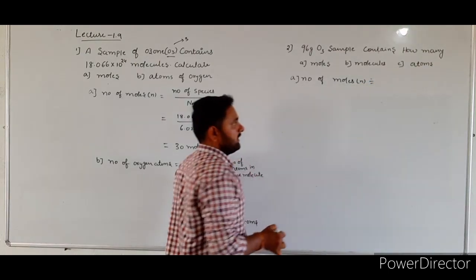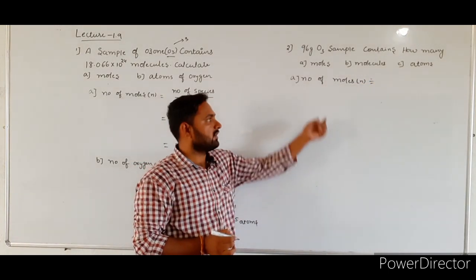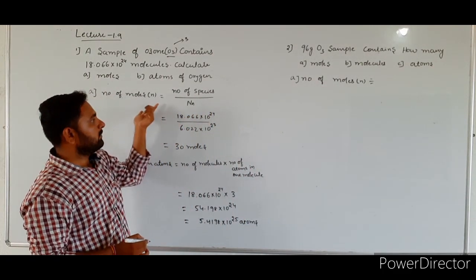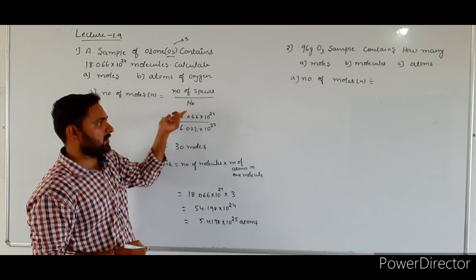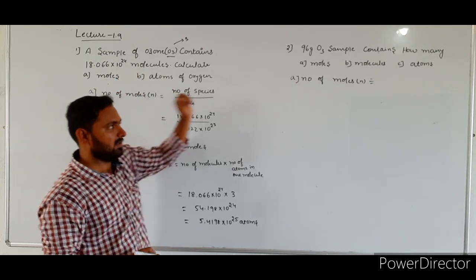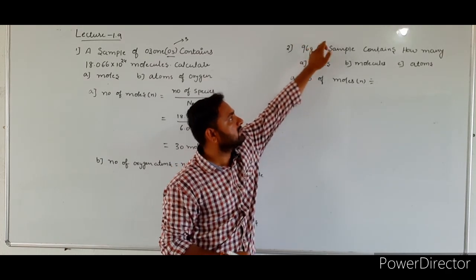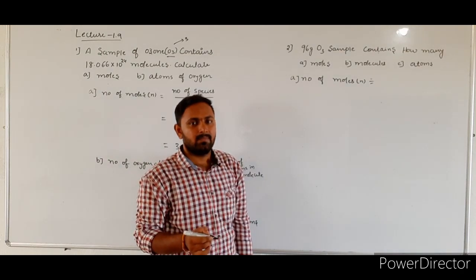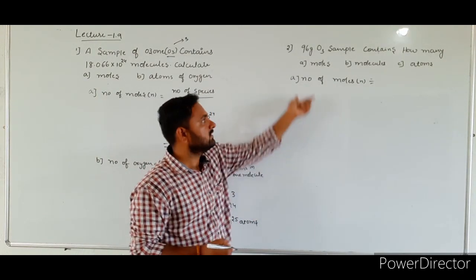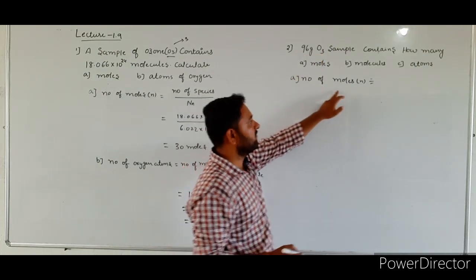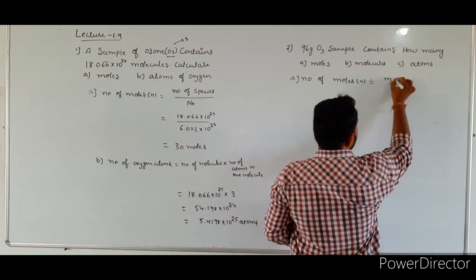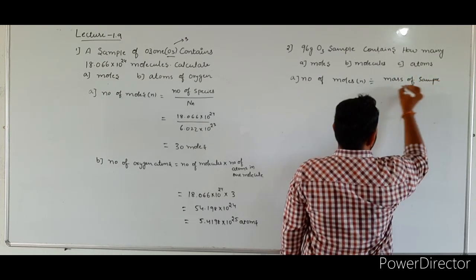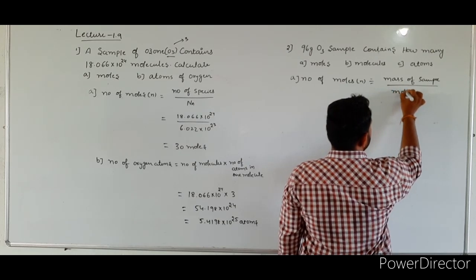Which formula to apply here? There are three formulas, right? In the previous case, we applied the number of species divided by Avogadro number. Why? Because there the number of species was given, but in this question the mass of sample is given. So which formula do we apply here? Third formula. Why? Because the mass of sample is given. Number of moles is equal to mass of sample divided by molar mass.